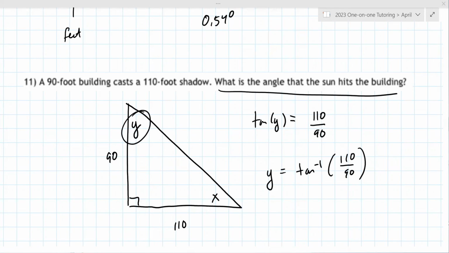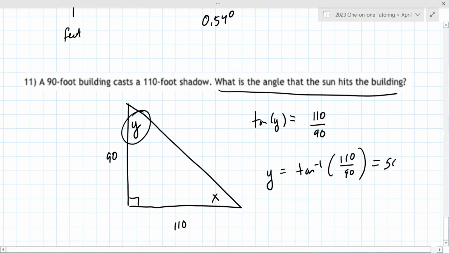Okay, Y equals 50.7 degrees. Yes, very good. All right, so I want to get to number 12 just to make sure we have enough time for it, because it's a new problem or a new scenario.